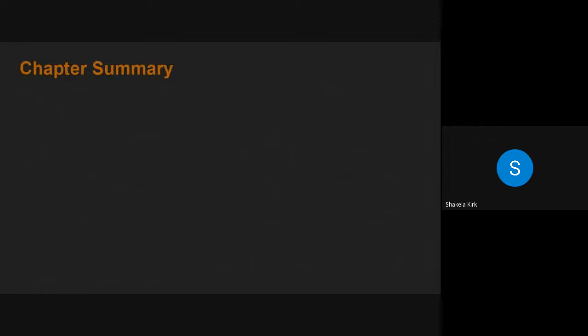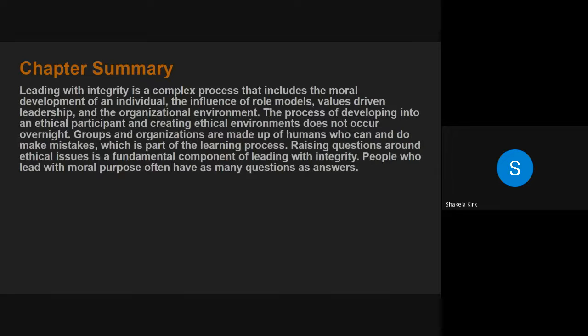So now we have the chapter summary. Leading with integrity is a complex process that includes the moral development of an individual, the influence of role models, values driven leadership, and the organizational environment. The process of developing into an ethical participant and creating ethical environments does not occur overnight. Groups and organizations are made up of humans who can and do make mistakes, which is part of the learning process. Raising questions around ethical issues is a fundamental component of leading with integrity.